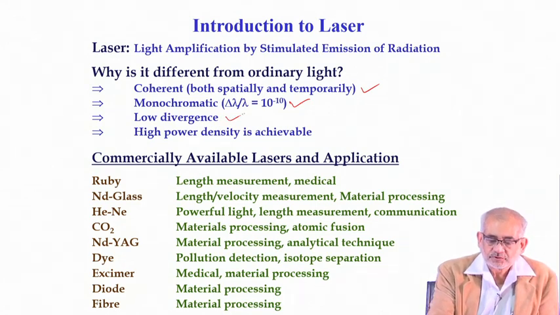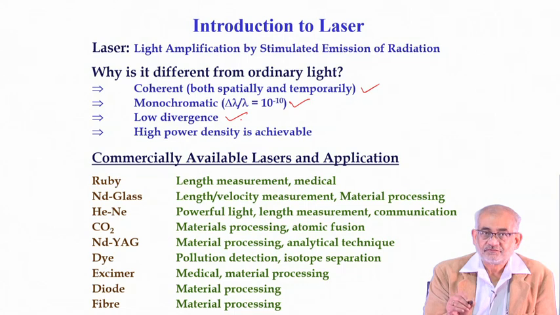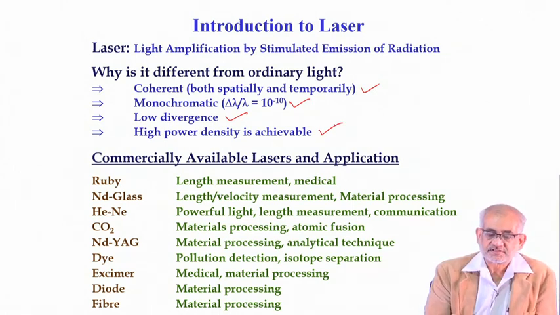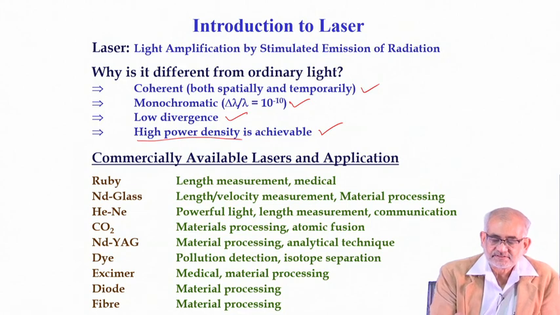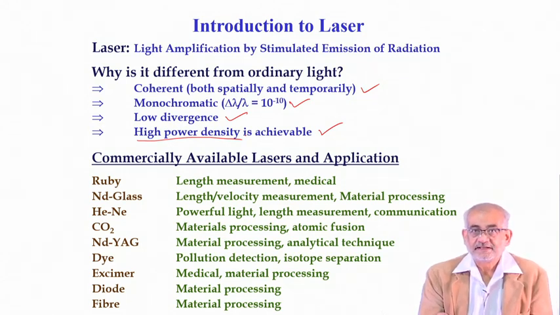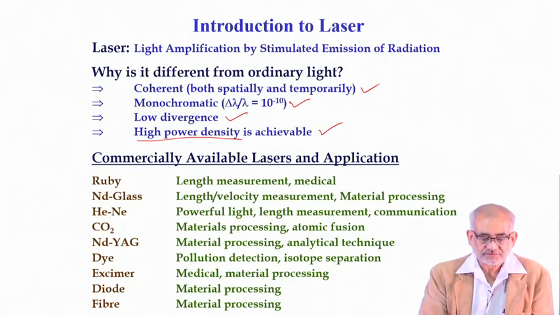Number 3, very low divergence. That means the beam will follow an absolutely straight line path, so that from where it is launched to where it is incident, there will be no divergence. And the most important thing as far as material processing is concerned is high power density, essentially not energy into time, but power over the irradiation area. The power density is so high that you can treat any kind of solid and cause anything from heating to melting to vaporization and so on.